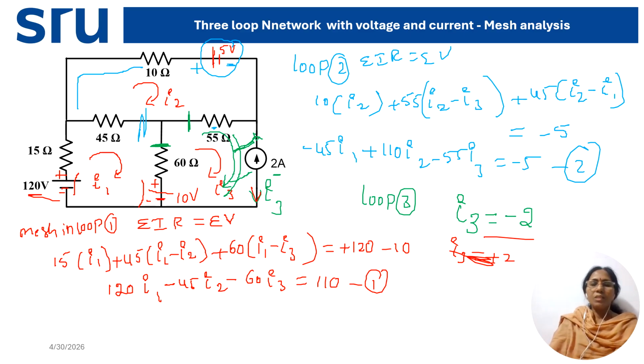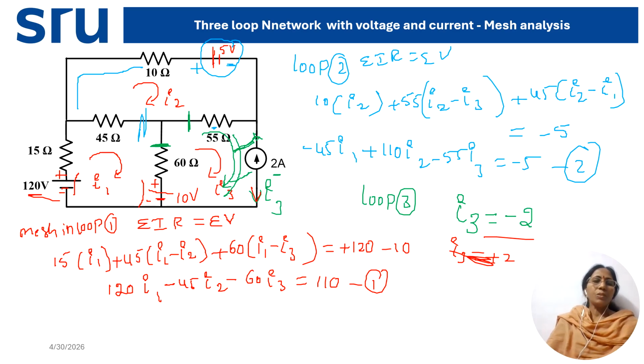Now substitute these values in the calculator and determine the loop currents. Then later find out the branch currents. With this I am closing, and the 3 loop circuit is finished: 2 loop and 3 loop mesh equations with voltage and current sources.